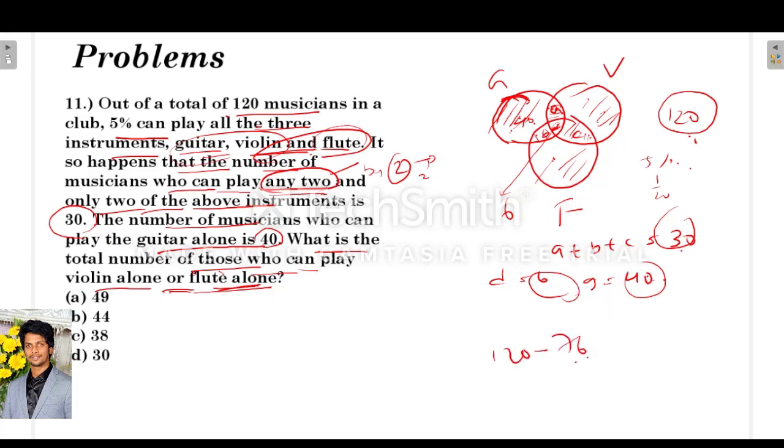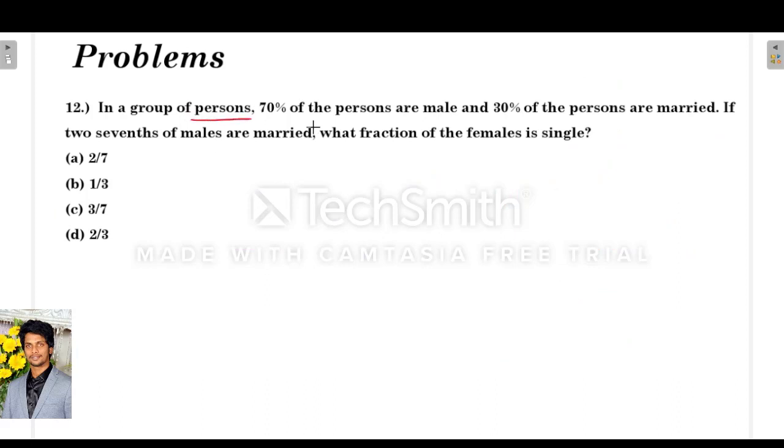So 120 minus 76 is 44. So 44 can play either flute alone or guitar or violin alone. So in a group of persons, 70% persons are male and 30% are married. If 2/7 of males are married, what percent of females are single?